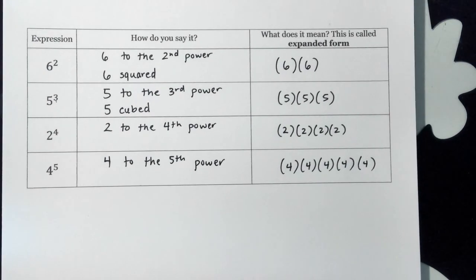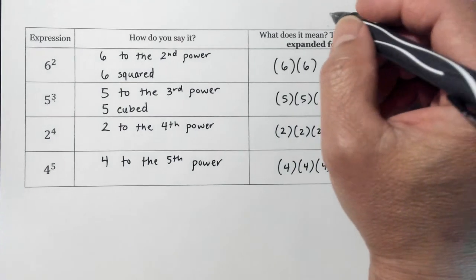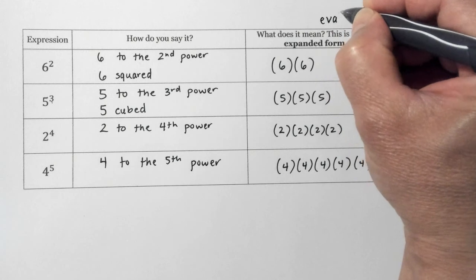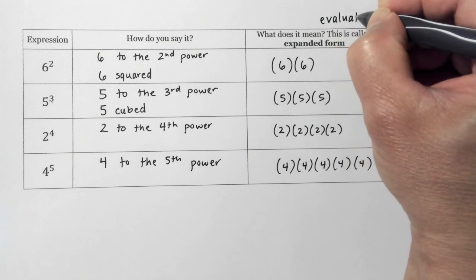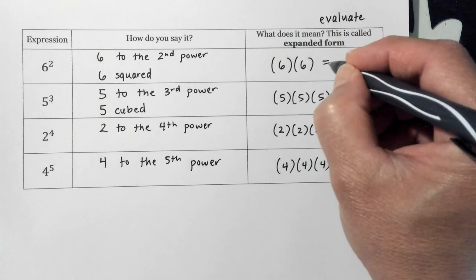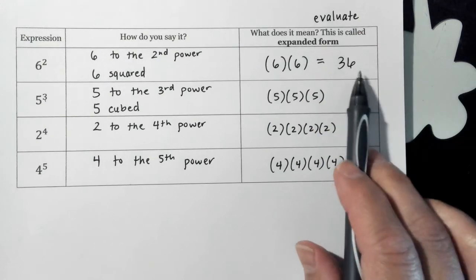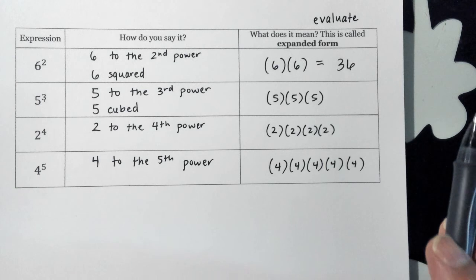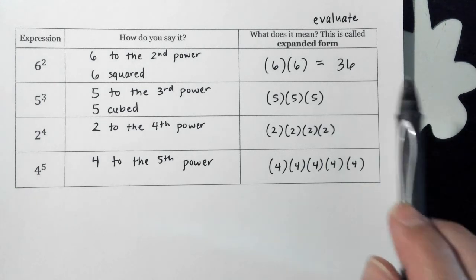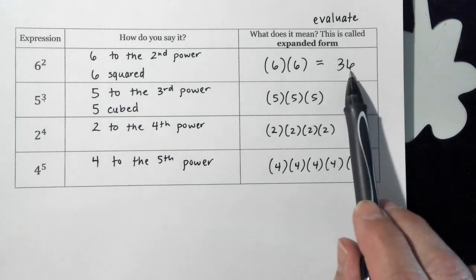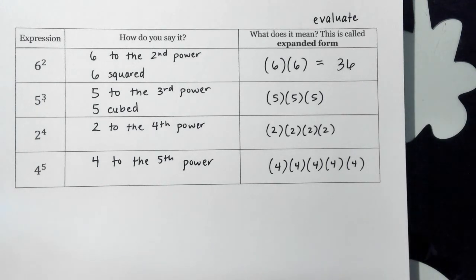Okay. And one more piece of vocabulary. If we tell you to evaluate the expression, that means tell us the answer. 6 times 6 is 36. Yeah? That's the worst 6 I ever made in my whole life. I don't even know what that is. Looks like hieroglyphics. Greek letter. I don't know. Anyways.